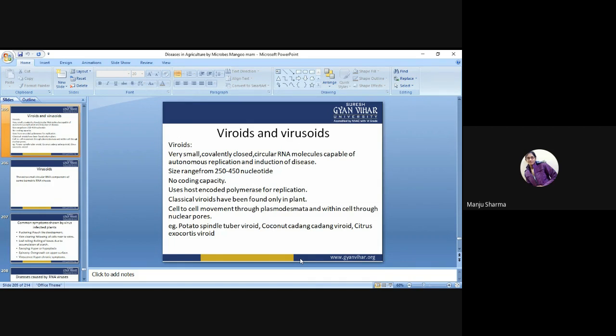Then viroids and virusoids. First, viroids: very small, covalently closed circular RNA molecules, capable of autonomous replication and induction of disease. Size ranges from 250 to 450 nucleotides, with no coding capacity. They use host-encoded polymerase for replication. Classical viroids have been found only in plants. Cell-to-cell movement is through plasmodesmata, and within the cell through nuclear pores. For example, potato spindle tuber viroid, coconut cadang-cadang viroid, and citrus exocortis viroid.